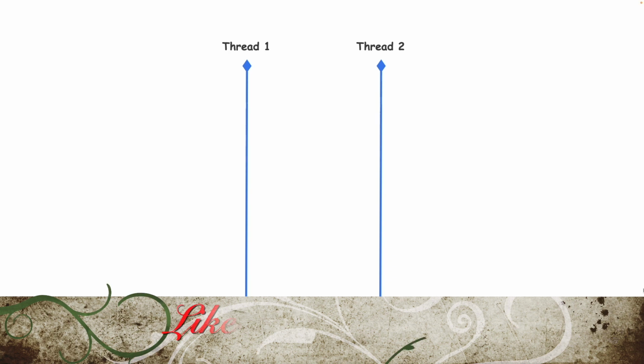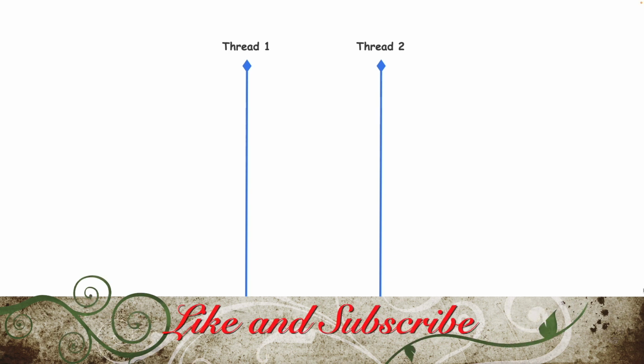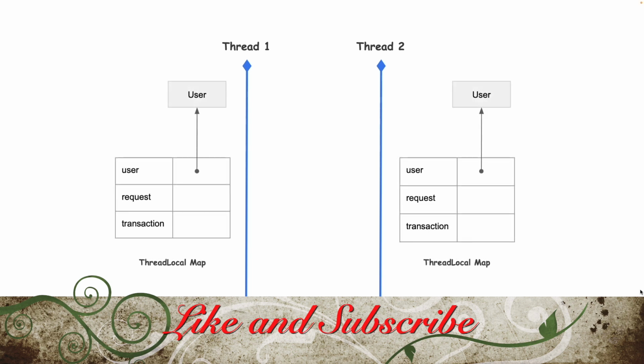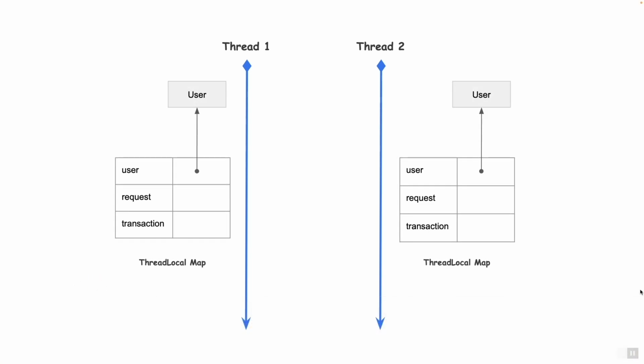Each thread keeps a copy of a map of thread locals, each map specific to their thread. The map associates a unique thread local key, which is internally generated, to the actual value. On the screen, what we see are three thread local variables: user, request, and transaction. Each thread would be pointing to its own copy of the value objects. As mentioned before, the keys are uniquely generated by the JVM.